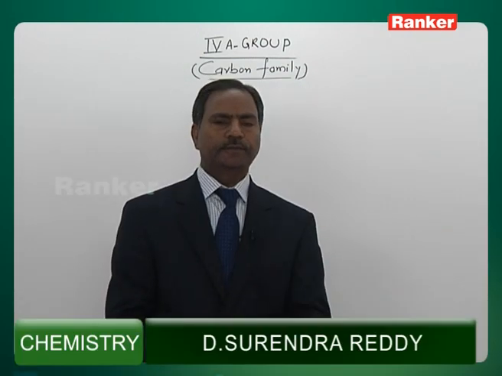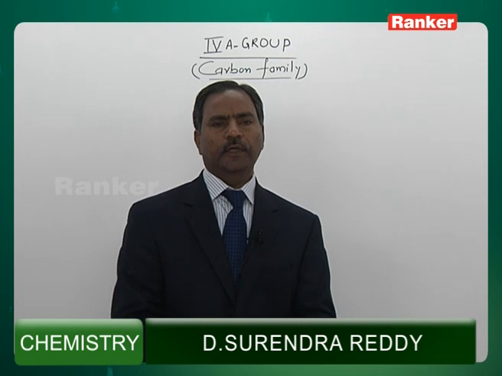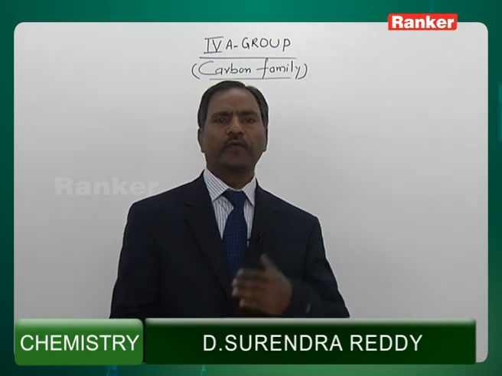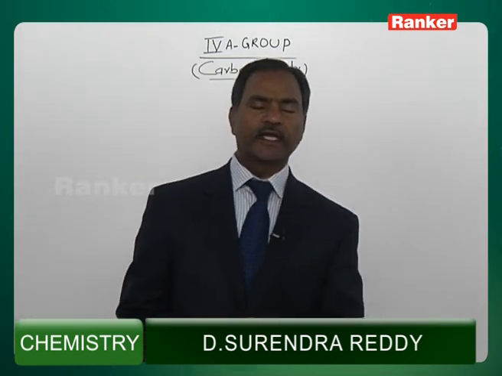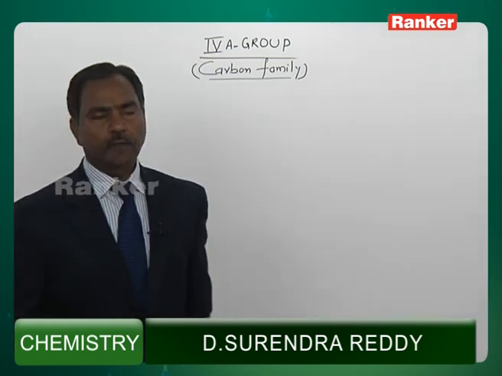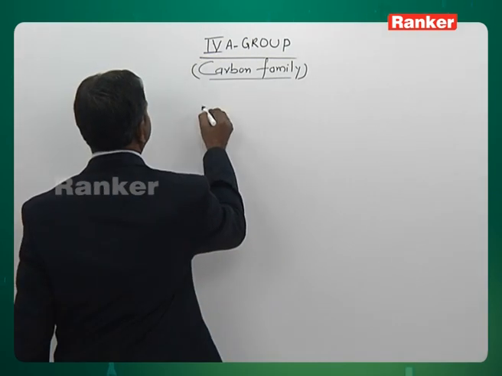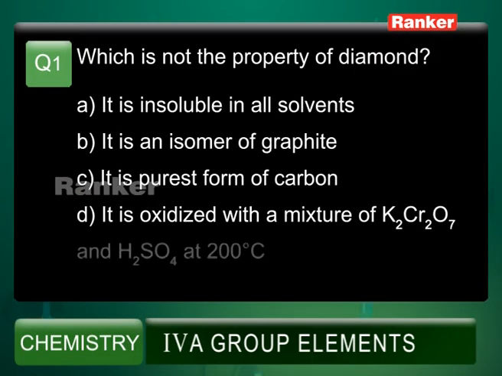Students, today we will discuss some important questions which are expected in different entrance exams from the 4th A group, what we call the carbon family. This is question number 1. Which is not the property of diamond?